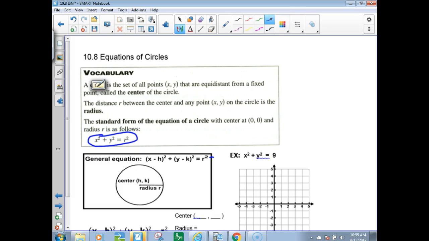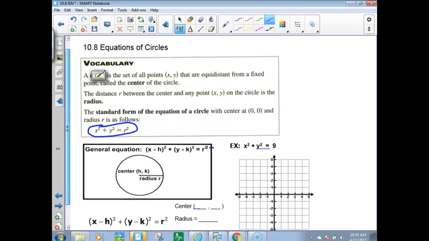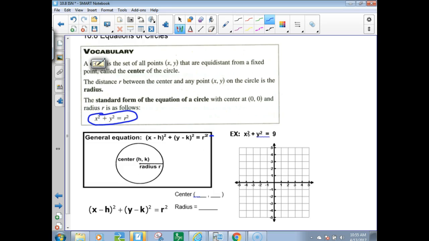But first, let's graph one that has its center at the origin. This basic equation, x squared plus y squared equals r squared, has its center at 0, 0. And r squared is 9. So what is the radius, actually? We don't take half of it. We take the square root. So the radius would actually be 3.